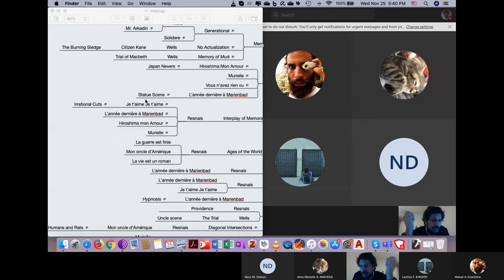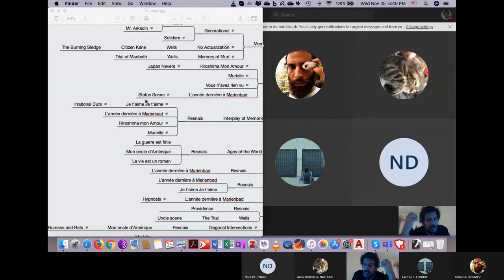And this is when Alain Resnais introduces this montage, which is very obvious in Je t'aime, je t'aime, which is what you call the irrational cut. So I'll show you this clip and you will see what is an irrational cut. It is when you have a sequence that cuts, you don't know where or when or why, and you go into another sequence.